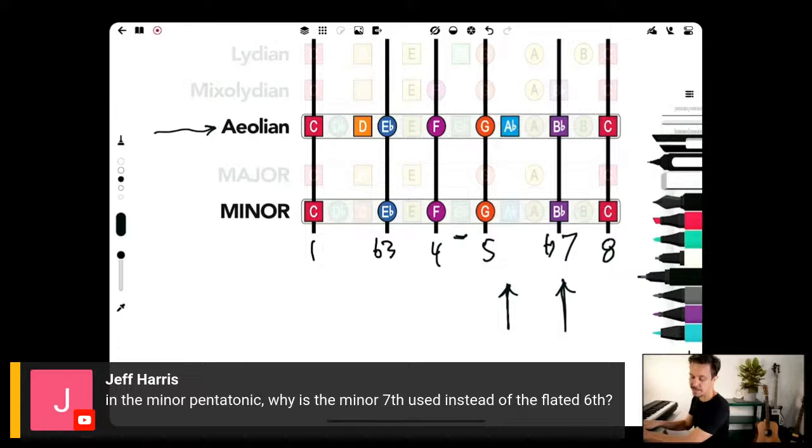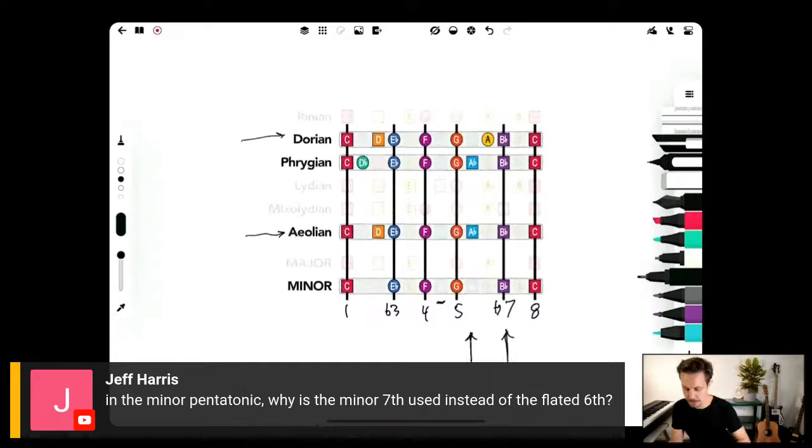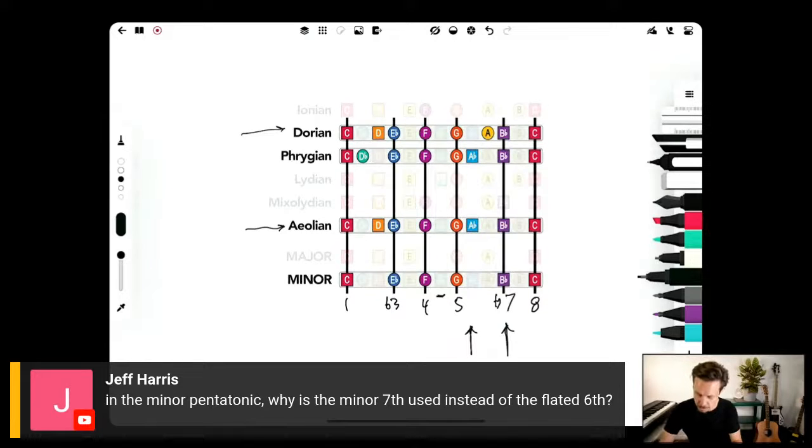Okay, and if we played a flat 6 instead of a flat 7, that actually sounds really cool. The reason that this is used, and I see what you're saying, because in these two modes, for example, Phrygian and Aeolian, both have a flat 6, but that flat 7 shows up in all of the minor modes. So that's partly the reason.